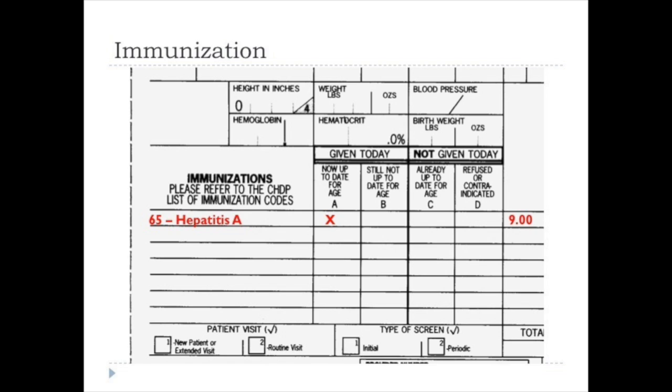This is an example of a hepatitis A vaccine. The vaccine code is written, followed by the name of the vaccine. This child received this vaccine today and is, as a result, up to date for his age. The correct fee for the vaccine is written in the fees column.